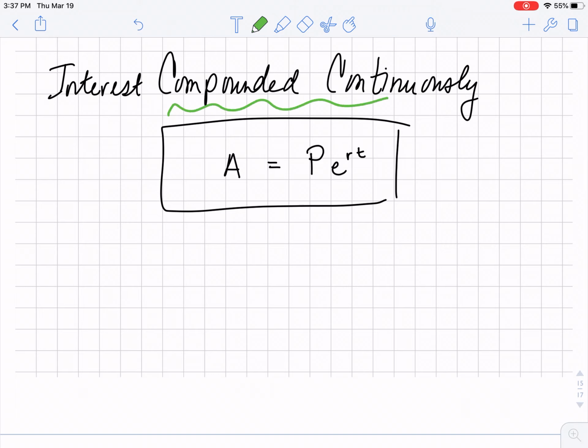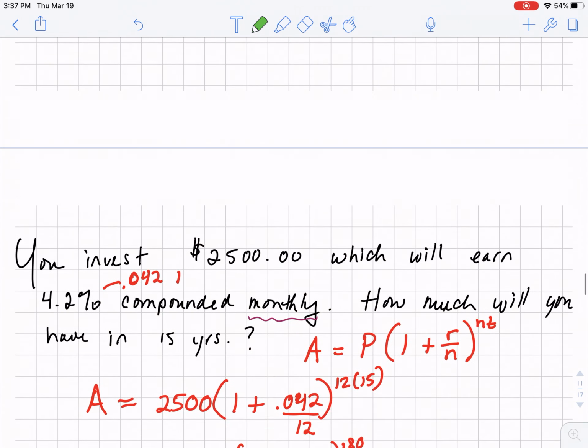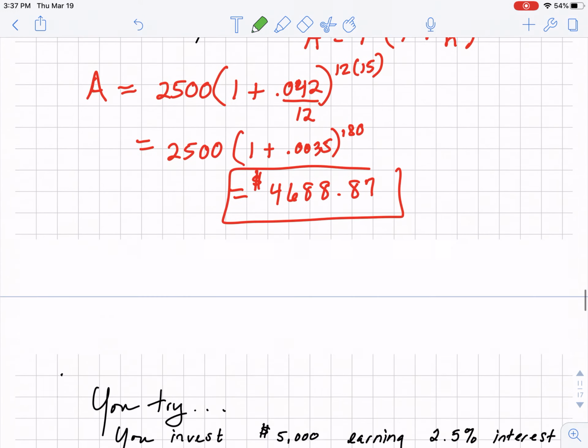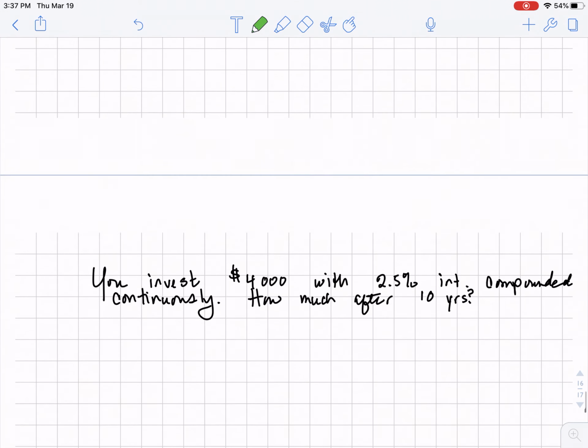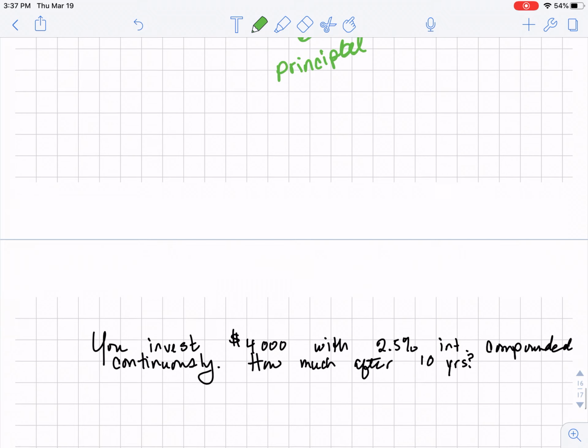Anytime you hear the words compounded continuously, you're using this thing called the PERT formula. Here you go. That's your principal. Is it P-L-E? I always forget. Let me see how I wrote it back here. Principal with an A-L. All right, not the most important thing. E is right there on your calculator. R is the rate, and T is the time. This is a really super duper easy formula.